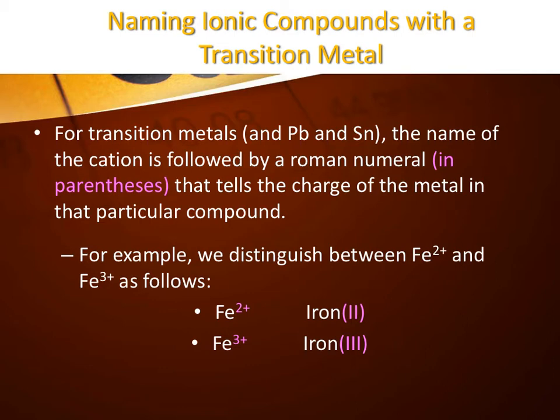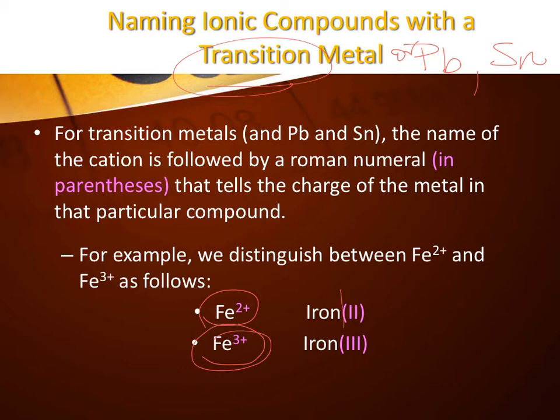If the ionic compound has a transition metal or lead or tin, remember, they're rebels, they can have variable charge. Because of that, you need to let the reader know what the charge of the metal is in that particular compound. How chemists have decided to do that is that whatever the charge of the transition metal is, it is designated by Roman numerals in parentheses after the name of the metal.